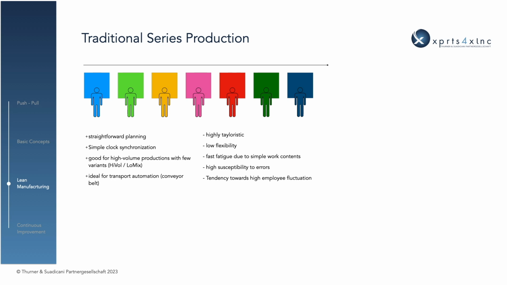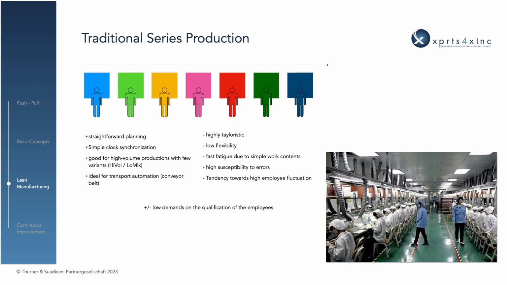high employee fluctuation. As an advantage and disadvantage at the same time can be seen the low need for qualification of employees. The disadvantage, and this outweighs the advantage, is the boring and always same activity. This causes employees to tire quickly and increases their susceptibility to errors. The photo shows a typical flow production in a Chinese factory.